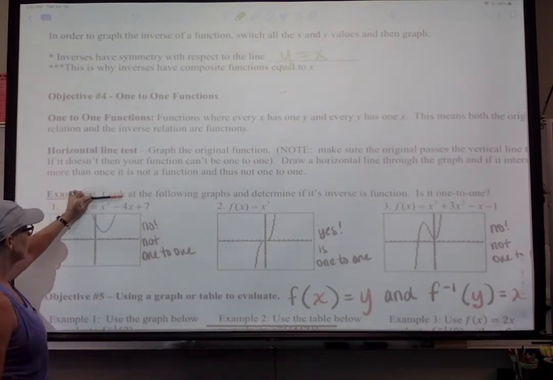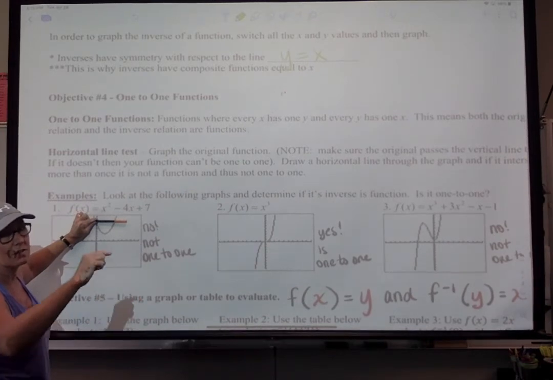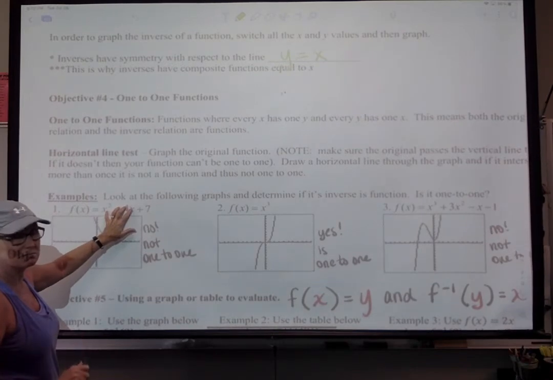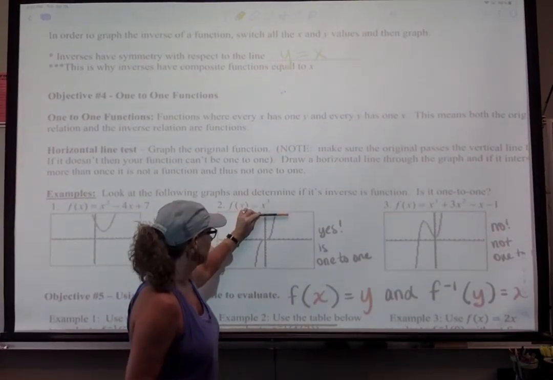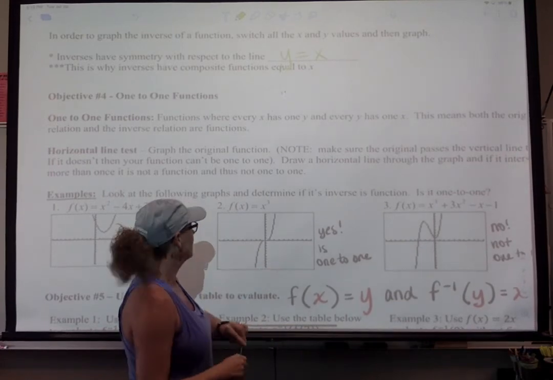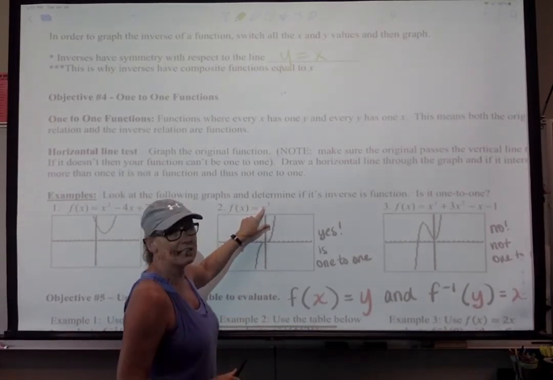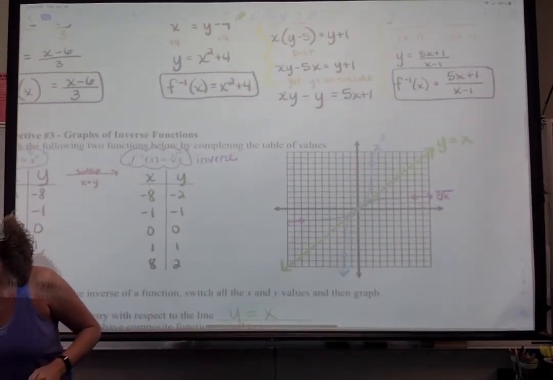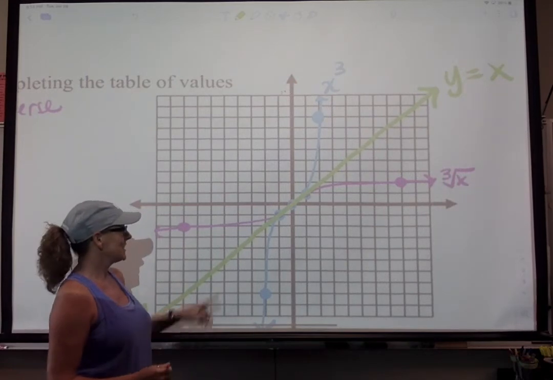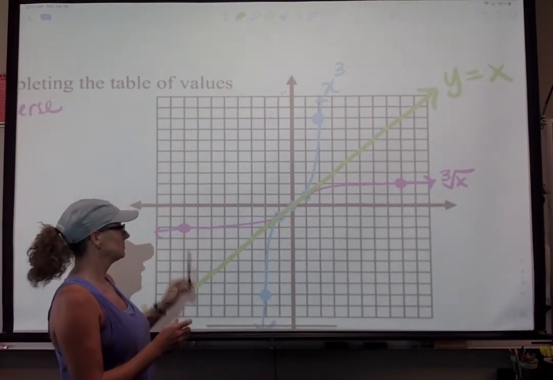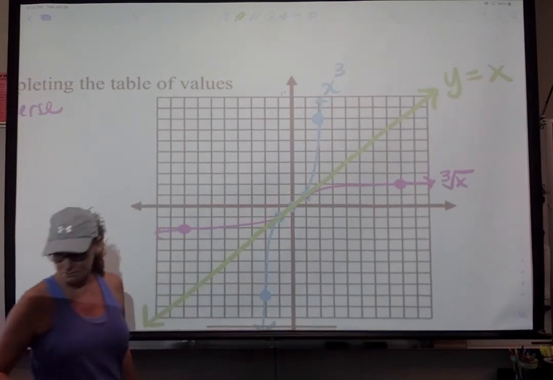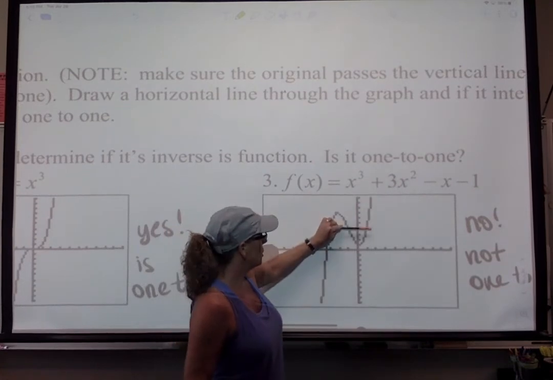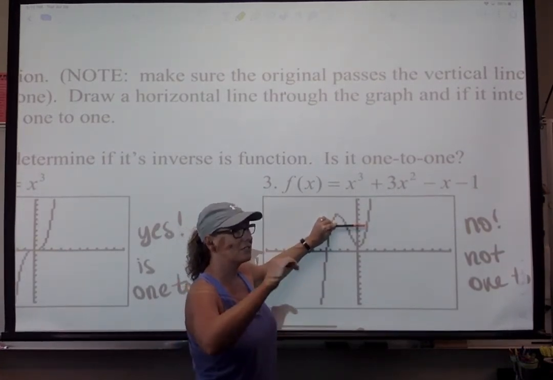So, horizontal line test, failed. The inverse of this is not a function. Horizontal line test passes. The inverse of this is a function. Ha, you knew that. You just didn't know you knew that. Isn't the pink the inverse? That's a function. Anyway, and then horizontal line test here. Nope, failed the horizontal line test. Its inverse is not a function.